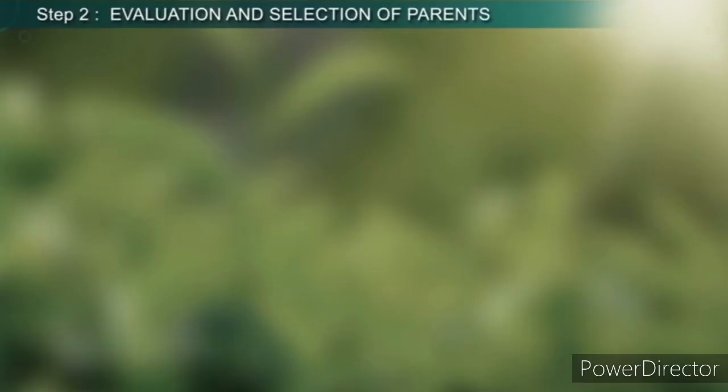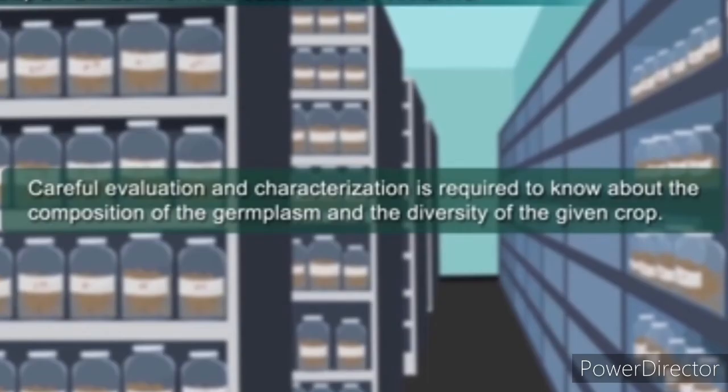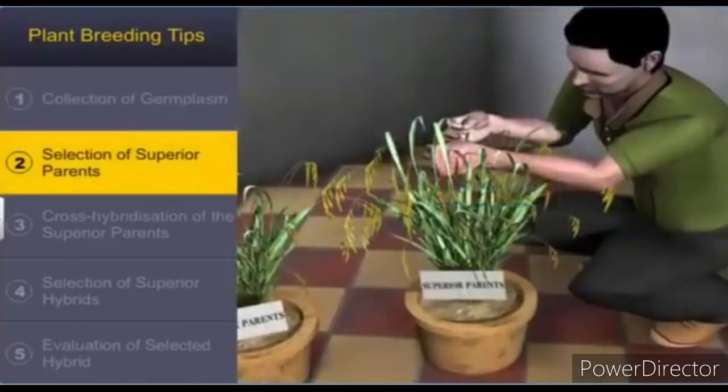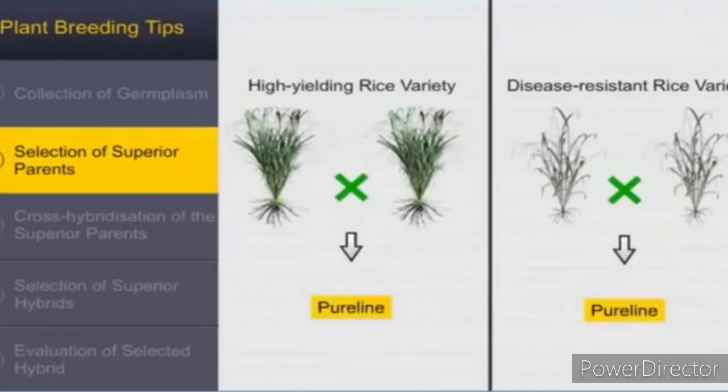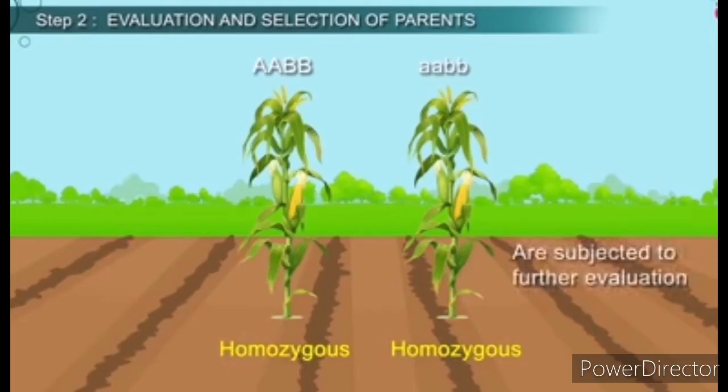Now the second point, evaluation and selection of parents. The germplasm is evaluated so as to identify plants with a desirable combination of characters. The selected plants are multiplied and used in the process of hybridization. Pure lines are created wherever desirable and possible.